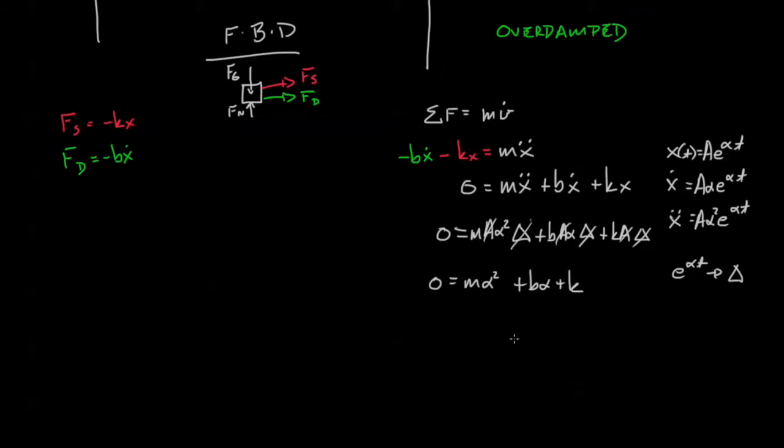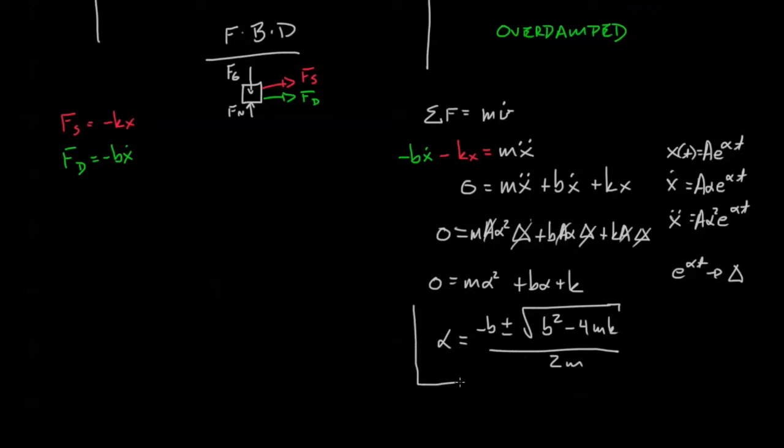Okay, so this is a quadratic. We know what alpha is. Alpha equals negative b plus or minus the square root of b squared minus 4mk, all over 2m. Great, so we have some sort of form for finding out exactly what this coefficient is. And this is possibly the most important term in all of our damped harmonic motion, because we see something special happening here.